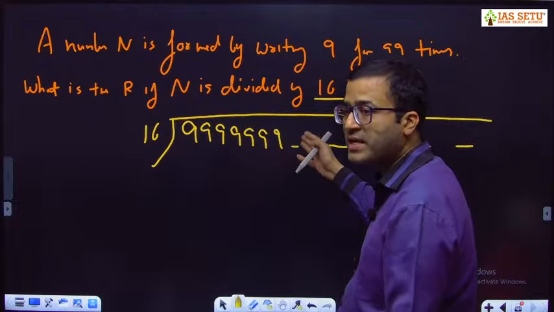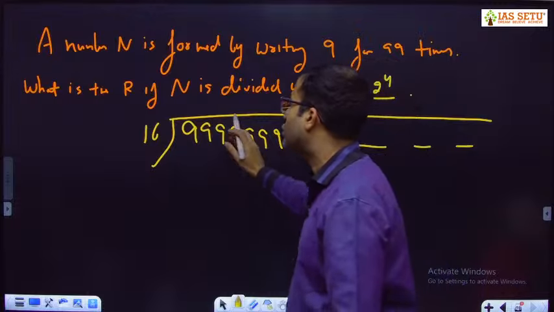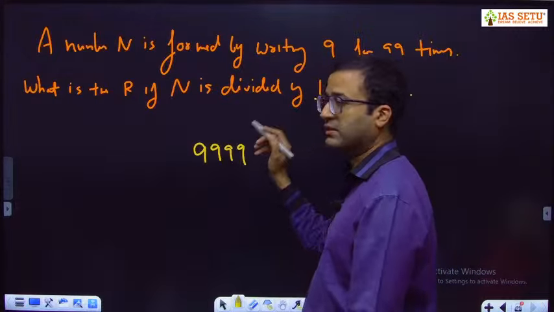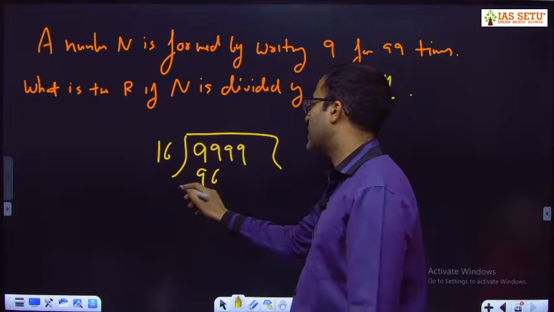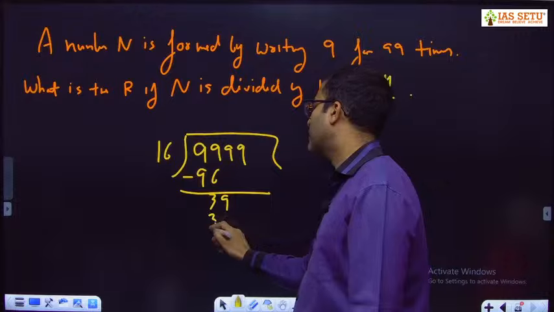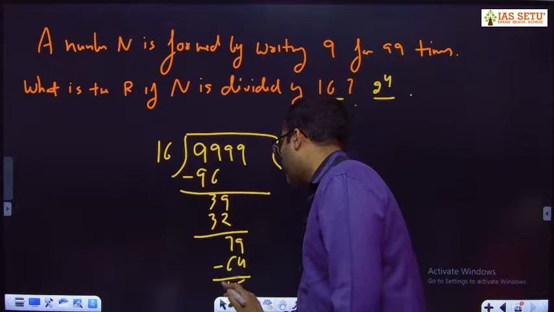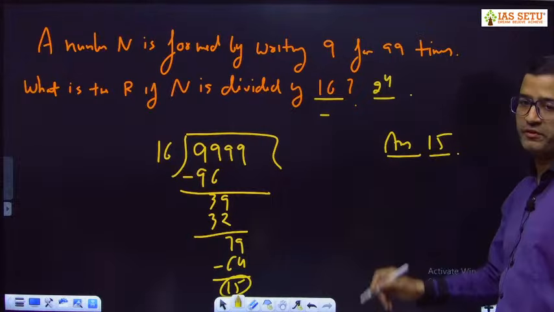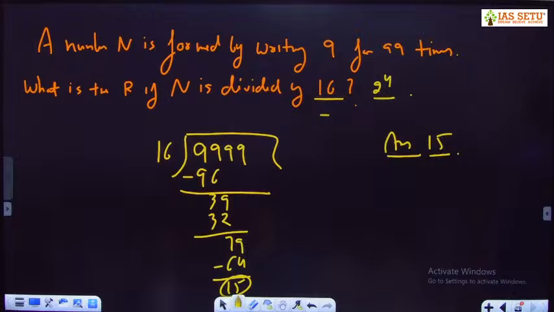Since your digits are all 9, the last 4 digits are also 9999. So you check only the last 4 digits, which is 9999. Now we divide it by 16. 16 6s are 96, 3 9, 32, 79, 16 4s are 64. So what is your remainder here? 15. So our answer in this particular question is 15. Question seems very difficult, but if you have conceptual clarity, this is a bonus mark question.